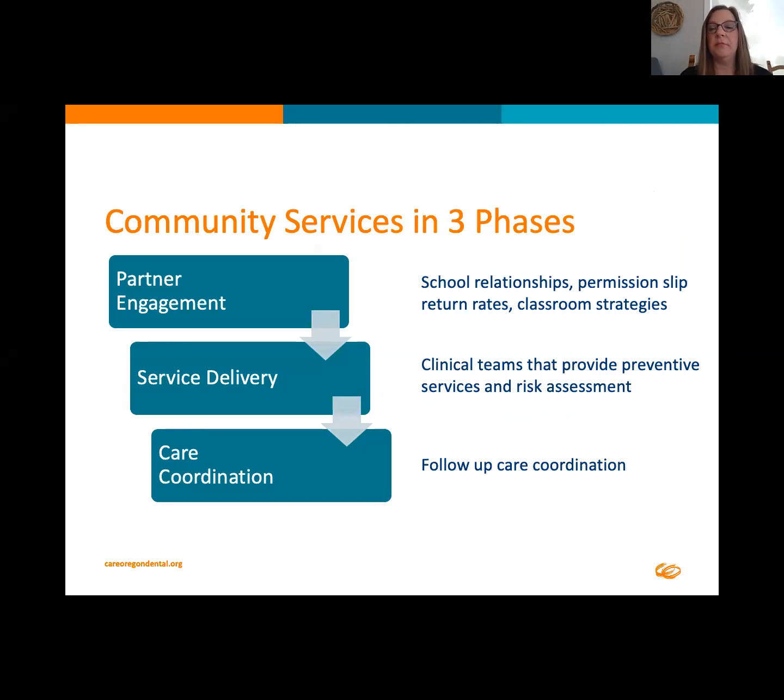I think of community-based services in 3 phases, in the sense that there are sort of 3 major buckets that we want to make sure are covered as part of our strategy when we go into the community setting. So the first is really partner engagement, and that's really where your school relationships, your permission slip return rates, classroom strategies, incentives, all of those pieces that really need to happen that sustain your programs and partnerships with your schools before a clinical team shows up. The second piece is actually the service delivery, when your clinical team is there and providing services and risk assessment, and I'll talk about the importance of risk assessment. And then what happens after that team leaves, the follow-up care coordination, and how do you think about follow-up care coordination and communication. Next slide.